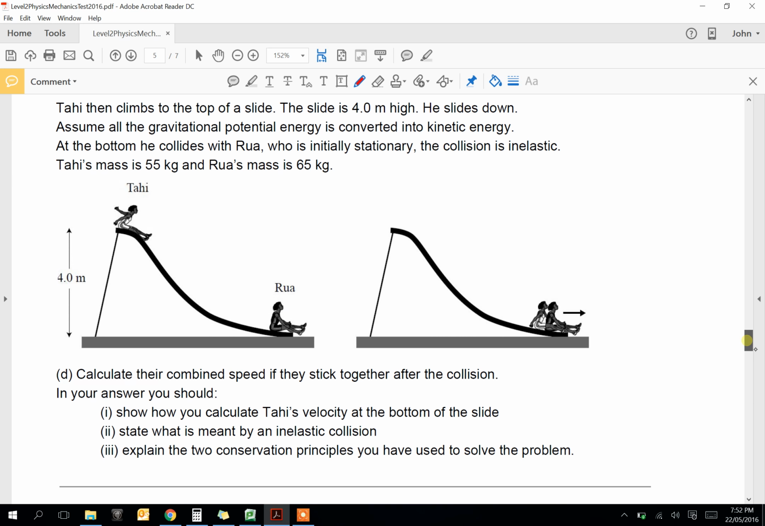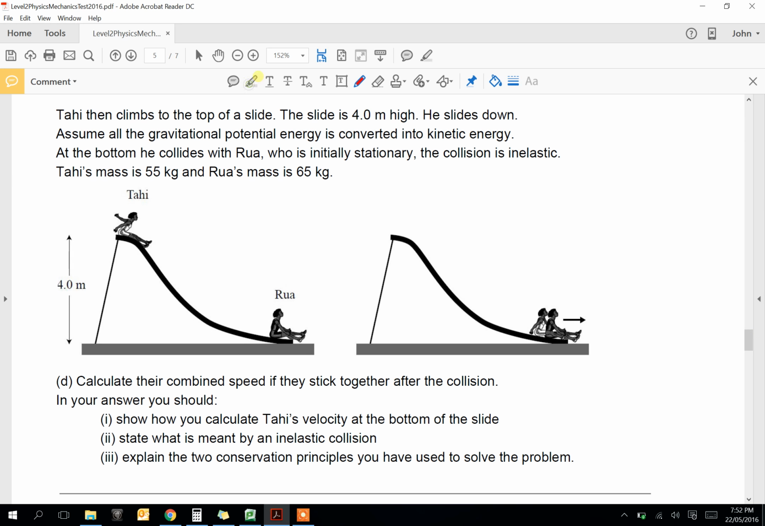Okay, let's have a look at part D. This one looks a bit complicated. There's lots going on here, isn't there? He climbs to the top of a slide. The slide is 4 meters high. I've got to do something about gravitational potential energy into kinetic energy. So there's going to be an energy thing in here.